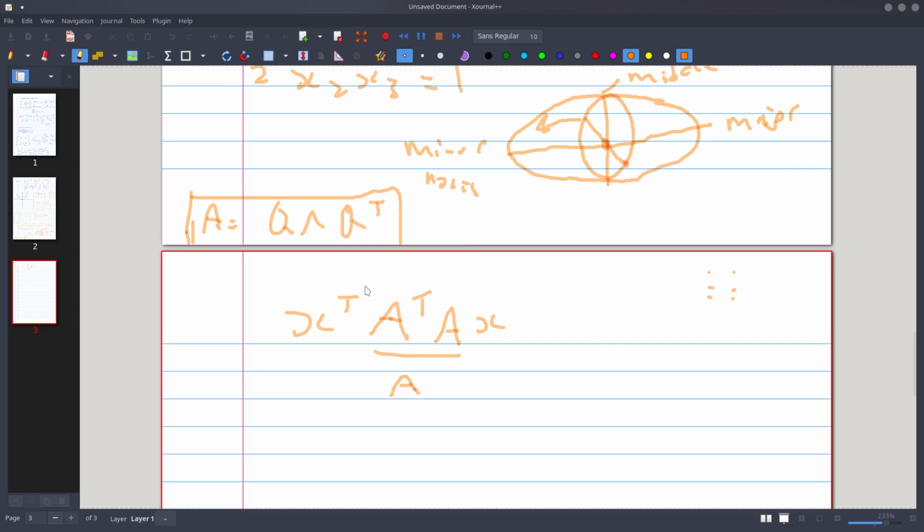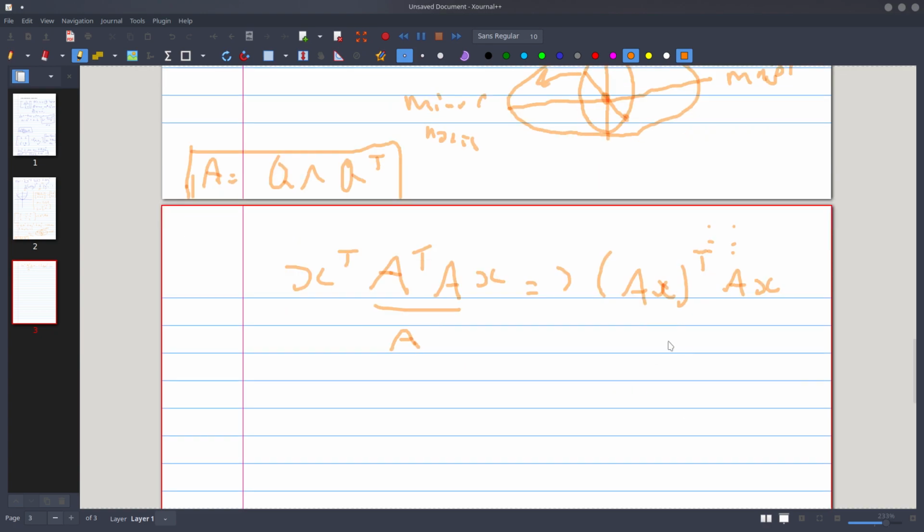Can you see what's going on here? This is the same thing as AX transpose AX. And so this is the length squared. This is like X transpose X. I hope you remember that from the projection chapter as well. X transpose X always is a length squared. And we just spoke about the length squared. What does that mean? So yes, it's always positive.